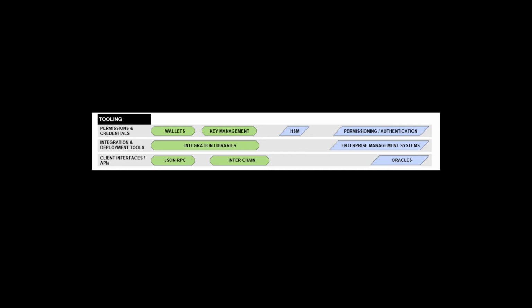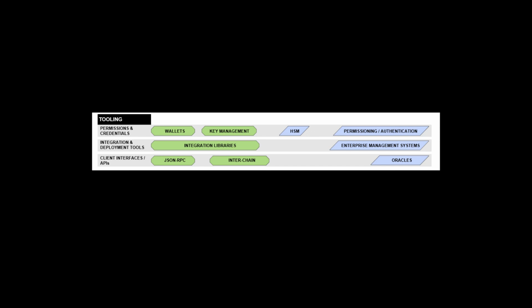The next layer up, we have the integration and deployment tools. So this is where your integration libraries such as web3.js, web3j, and so on provide abstractions for working with the lower layers. And then there's a more general enterprise management system. So this is where over time we believe there'll be integrations with large enterprise platforms such as your ERP systems or related systems that want to actually access, to retrieve or store data within the actual blockchain.